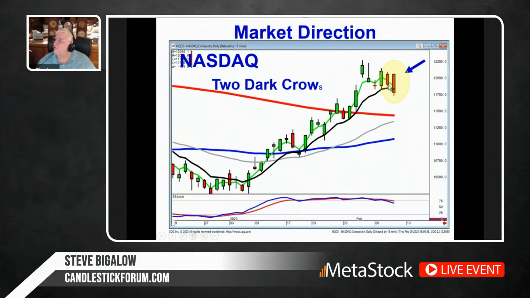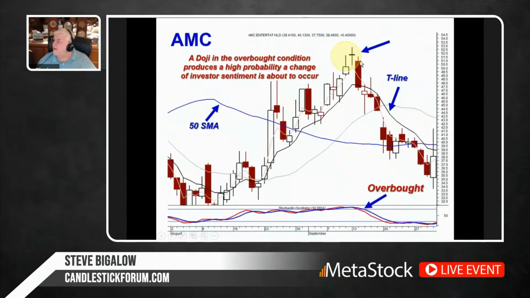This is what we call 2 dark crows. Notice how it opened here, closed here. Then today it gapped up and opened at the same level it opened yesterday and traded off. That is a sell signal. That means the bears are in control. Additionally, it closed below the T line, which is another high probability factor. Now, anytime we see a candlestick sell signal, especially in the overbought area, and it closes back below the T line, the probabilities are pretty strong that we're in a downtrend.